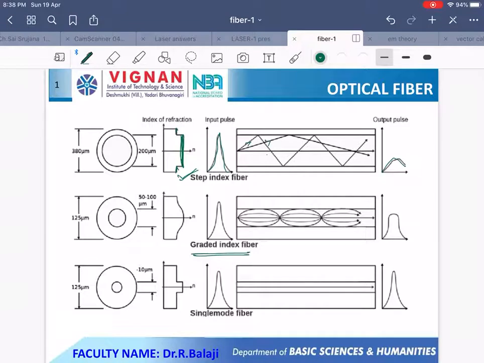And the next one is the gradient index optical fiber. In a gradient index optical fiber, this is the parabolic profile of refractive index, right? And this is the given signal. Here the rays travel in a helical manner. So this is the output signal. In a single mode optical fiber, only one mode is propagated from one end to the other end, so its dispersion losses are very low. This is indicated in this diagram.